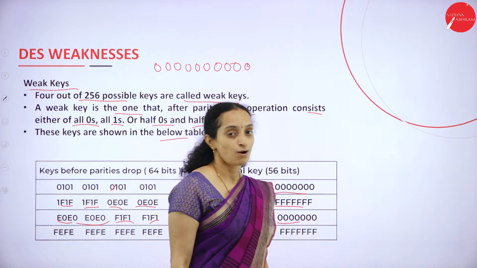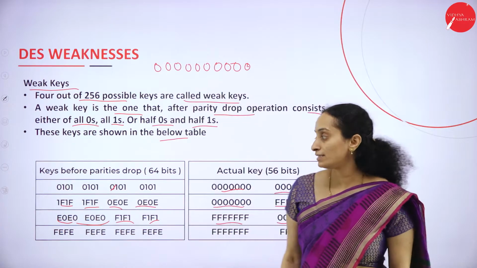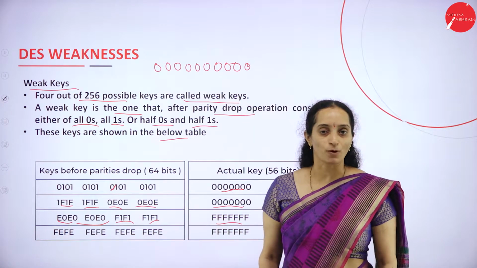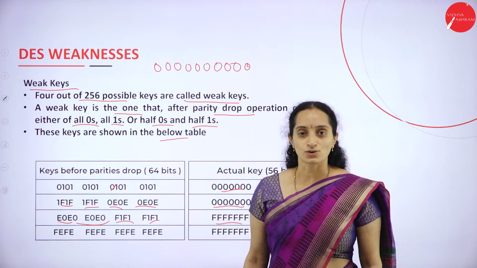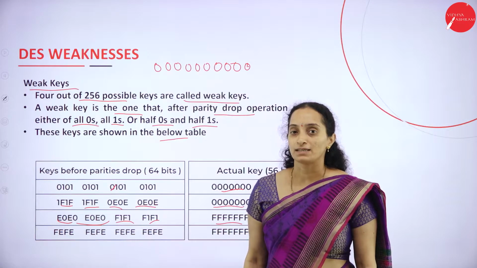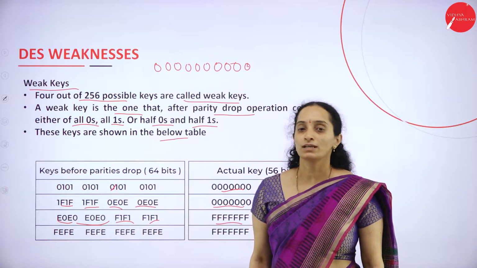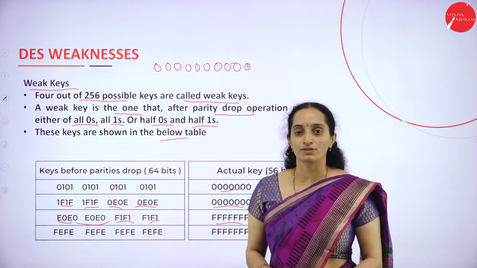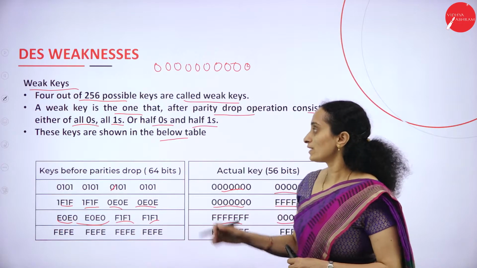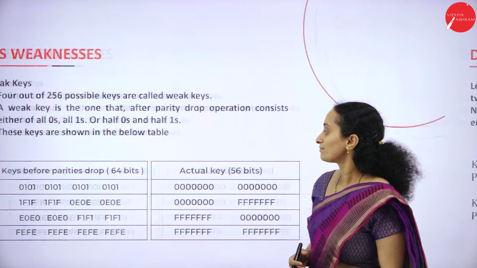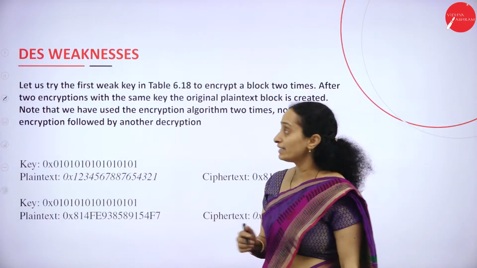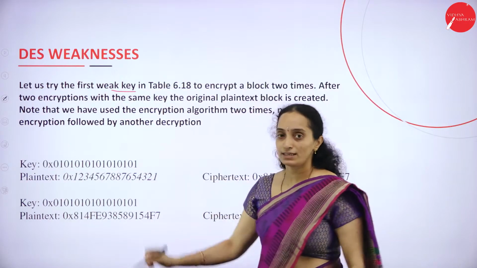So this combination of key, these 4 sets of keys, these are possible keys. They'll not give you a strong encrypted code. You don't get the strong encryption of the codes in this. So that is why they are called as the weak keys. Alright. Let's try the first weak key.